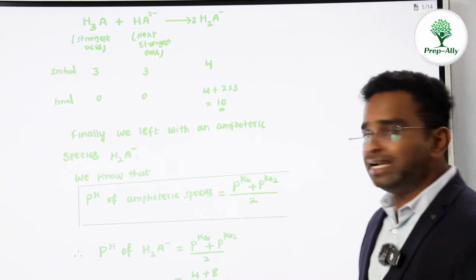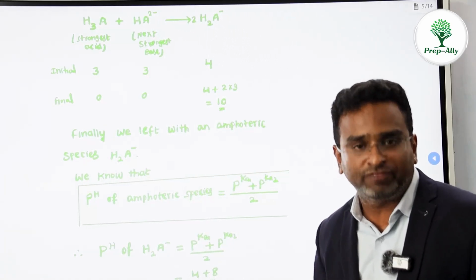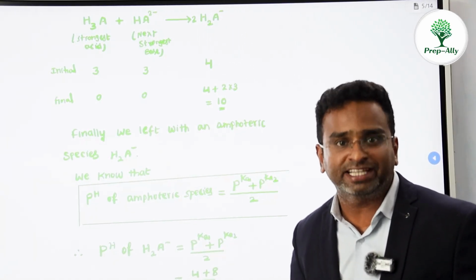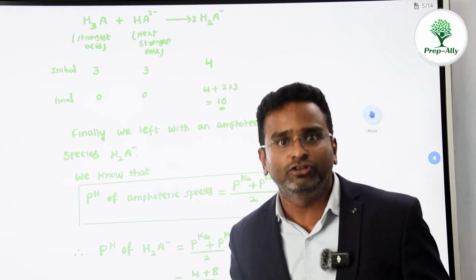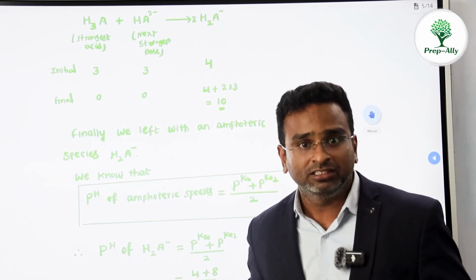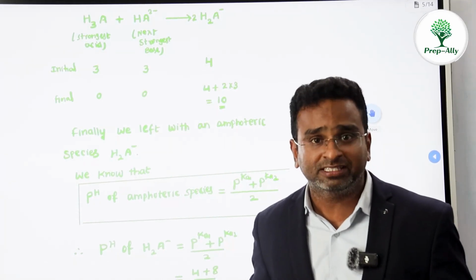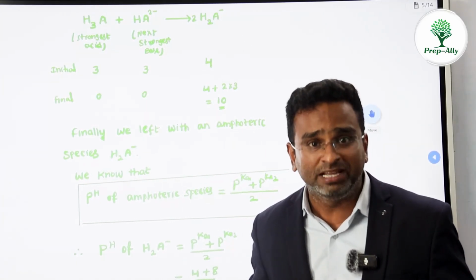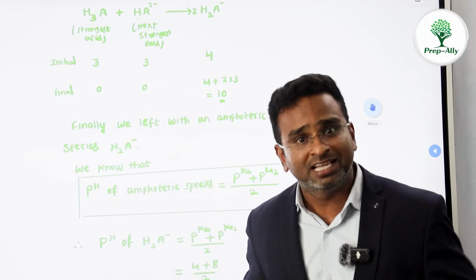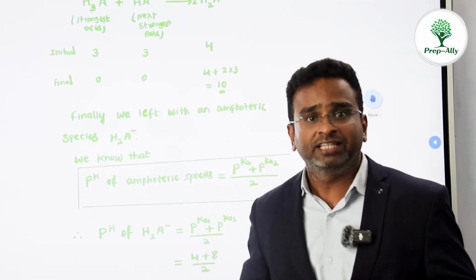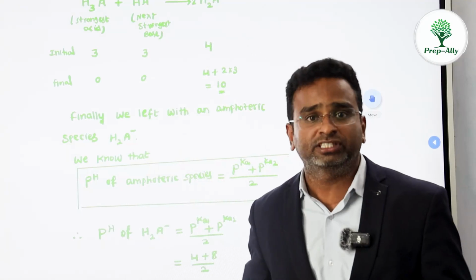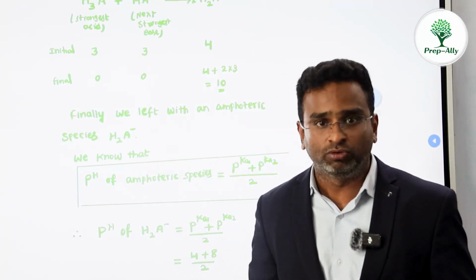Those kinds of species are known as amphoteric species. Now, in our ionic equilibrium, we have a basic fundamental, which is the pH of amphoteric species, which you must have already learned. If you are still not aware of the pH formula for amphoteric species and its derivation, please request it in the comment box. I will take a class on pH derivation for amphoteric species also.